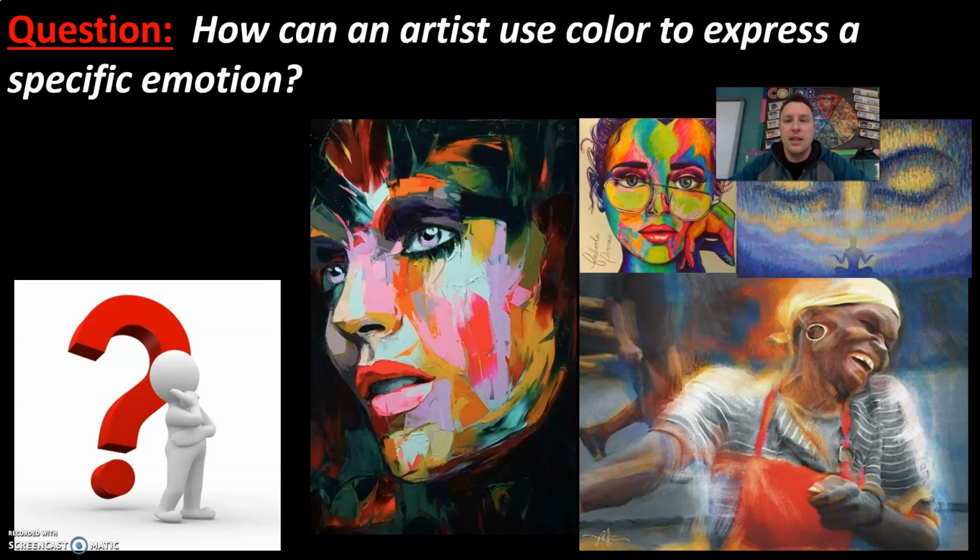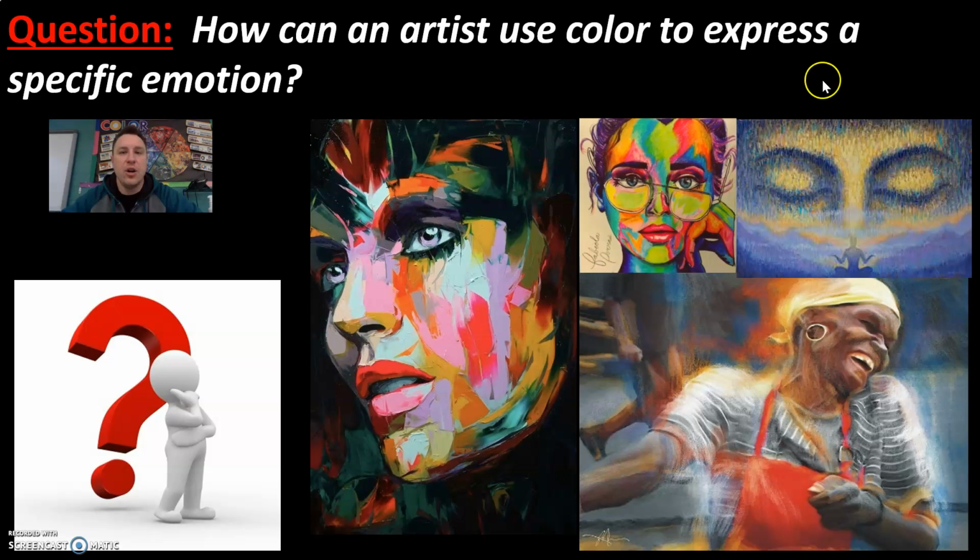All right, secondly, the second question is, how can an artist use color to express an emotion? So we kind of just went over that. We talked about the definition of emotion, but now your follow-up is, how do you take color and use that to show an emotion?